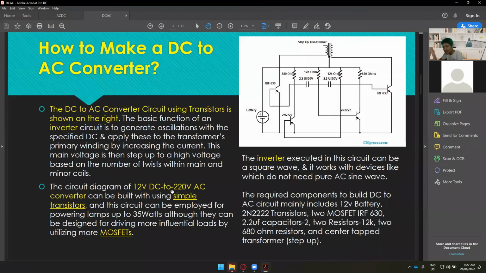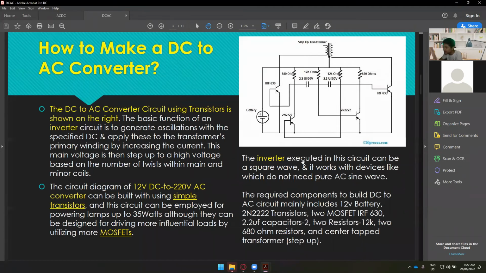This one is your way to convert your 12 volt DC into a 220 volt AC converter, using simple transistors. It says here simple, but for me, it doesn't look simple in this kind of circuit.